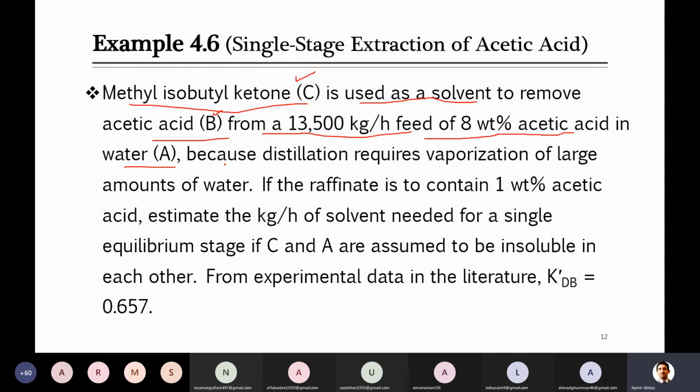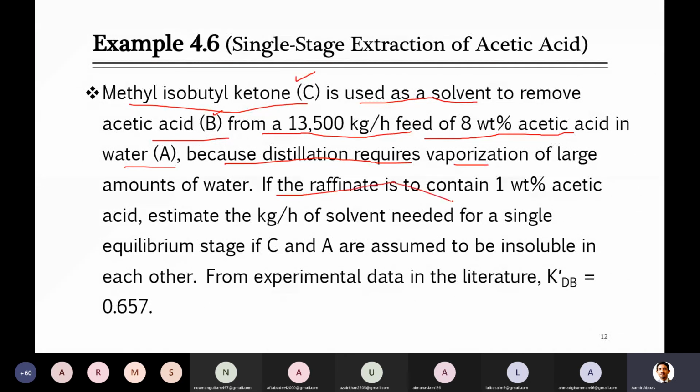Because distillation, we already talked about this topic or this condition, this application, we use liquid extraction, because if you go for distillation, the boiling point of acetic acid was around, I think, 118 or 120 degrees C, and for water it is 100. So if you go for distillation, you have to evaporate like 92% of the water in that case, so that is not a suitable process. We will usually go for liquid extraction.